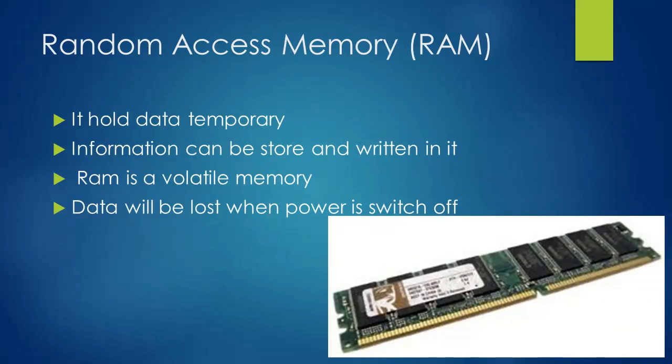Second type that come under category of primary memory is random access memory, that is called RAM. RAM is a volatile memory. It holds data temporarily. Information can be stored and written in it. Data can be lost when power is switched off. When we are using this computer, for example, we are using Microsoft Office and we are making a document, suddenly power turn off. All our data got lost if we haven't saved that data. So RAM basically holds that data. So we can say RAM is a volatile memory.